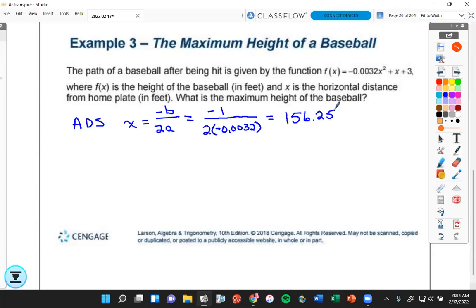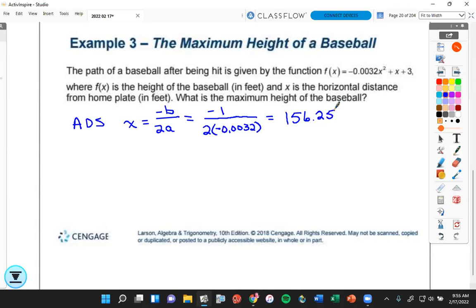Okay. What does that mean? What does that 156.25 tell us? I hit the ball. The ball traveled. Yeah, it's going up and then down. After 156.25 feet, after it's left the plate, it's at the highest point. What's it going to do after it hits the highest point? Start coming down, right?